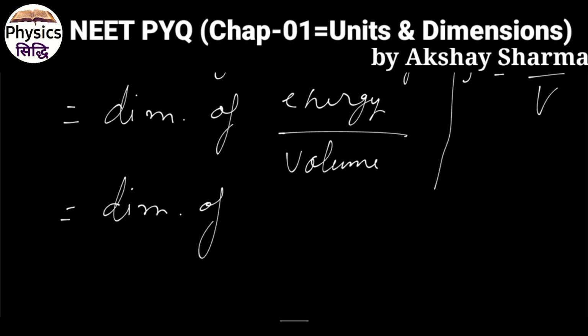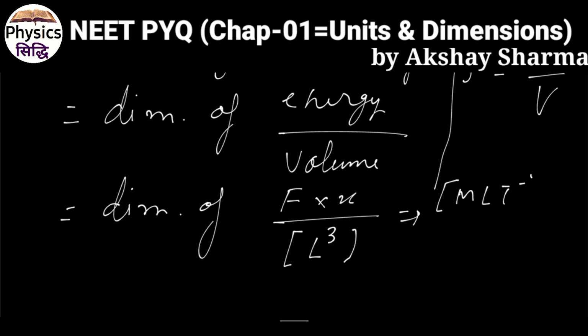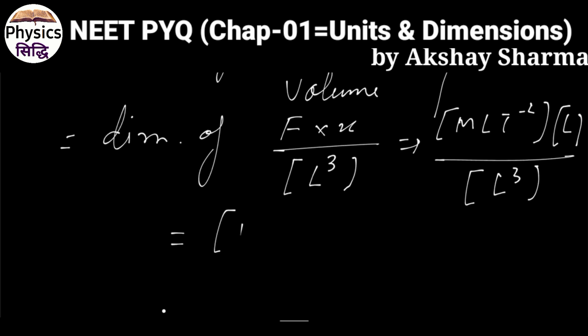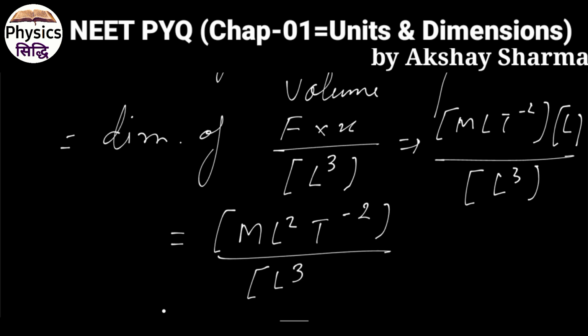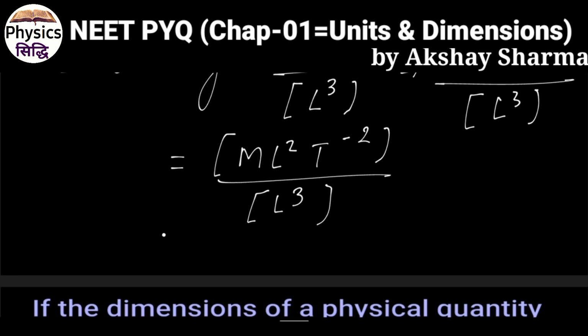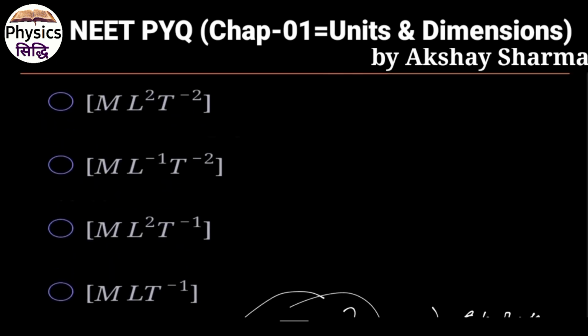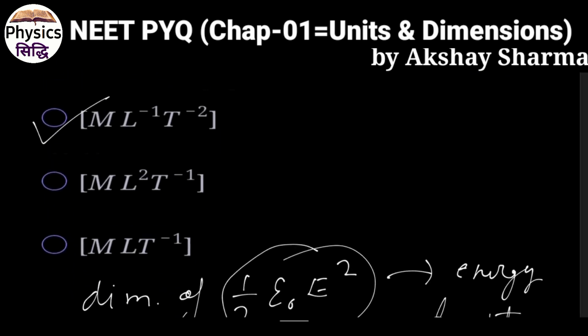So let's see the dimension of energy. Energy is nothing but work done. Work done means force into displacement, upon volume. Volume dimension is L cube. Force dimension is MLT to the power minus 2, and distance L, upon L to the power 3. So on top ML square T to the power minus 2 upon L to the power 3. So it is M L to the power minus 1 T to the power minus 2. Okay, so the second option is correct.